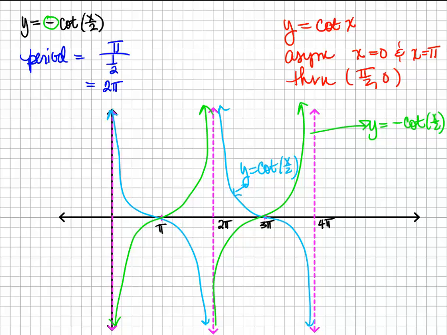I didn't do it on this one, but if I were to plug in a 0 for this x right here, I'd be looking at the cotangent of 0, and the cotangent of 0 is undefined, right? So I've got to have a vertical asymptote there. Hopefully that'll help you think about graphing tangent and cotangent.